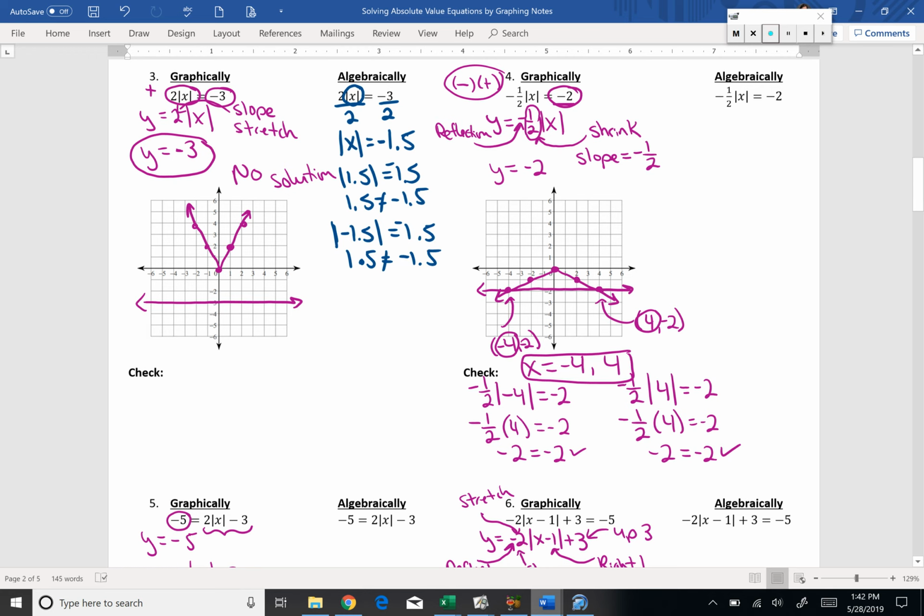No matter what value I put in there for x, the absolute value of any number is going to be positive. It's the distance we are from 0. It's going to be positive. So this one is a no solution. If you want the why behind it, it's what I just talked about. Absolute value cannot be negative.